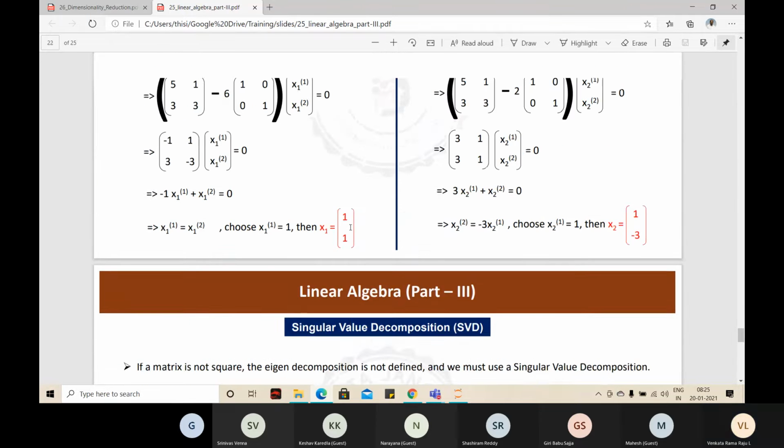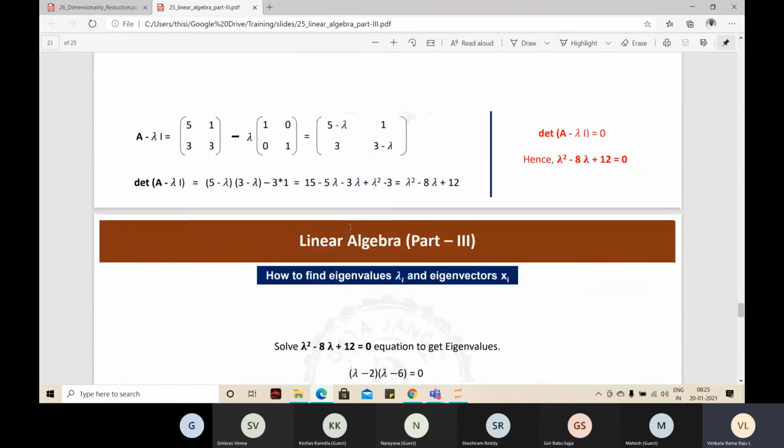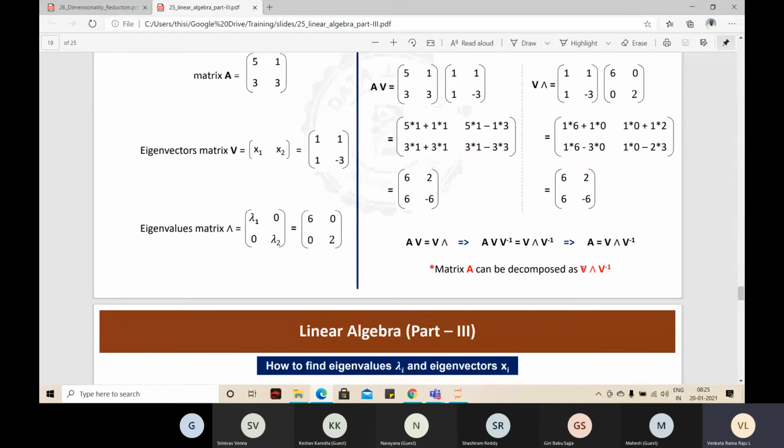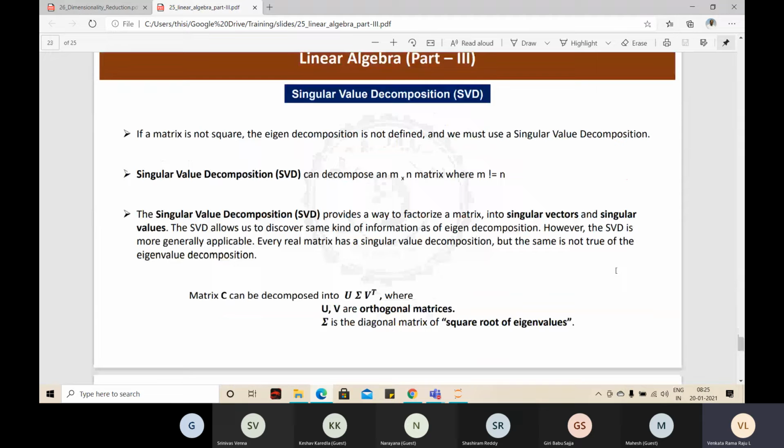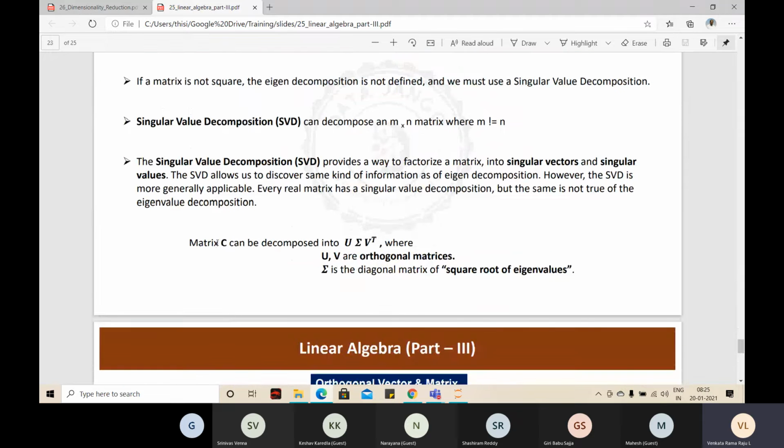Here, a matrix A can be decomposed into V lambda V inverse. That is eigenvalue decomposition, for a square matrix. Here, we are saying a matrix C, a non-square, rectangular matrix, can be decomposed into U sigma V transpose. C and X are the same. In our eigenvalue decomposition, X is denoted as C in singular value decomposition. They are the same. U sigma V transpose.